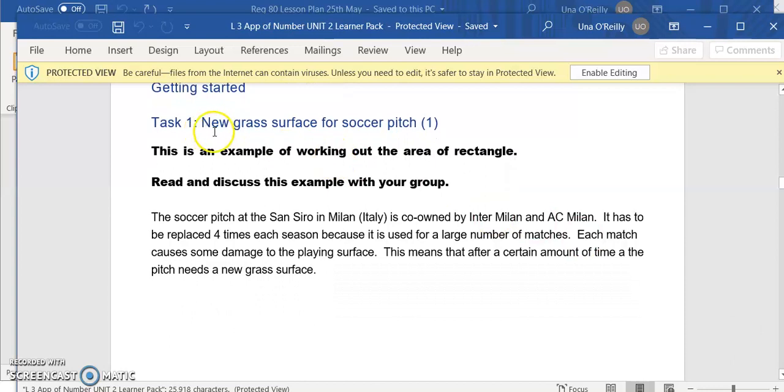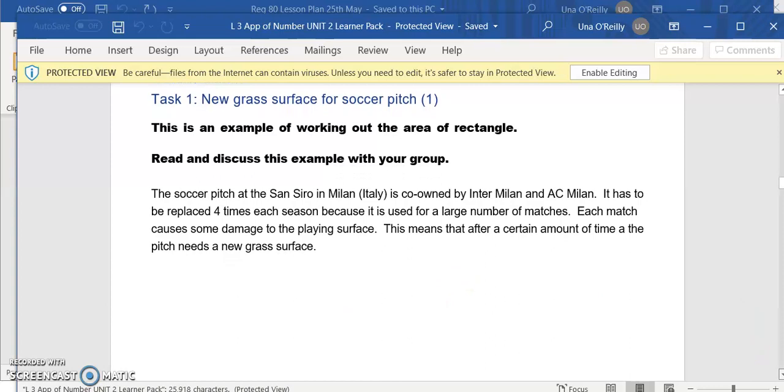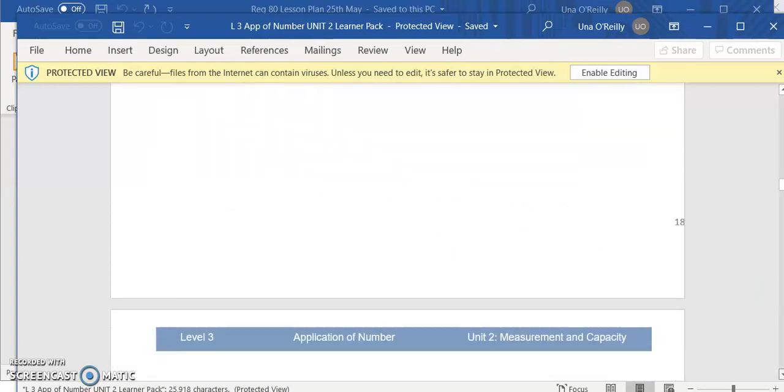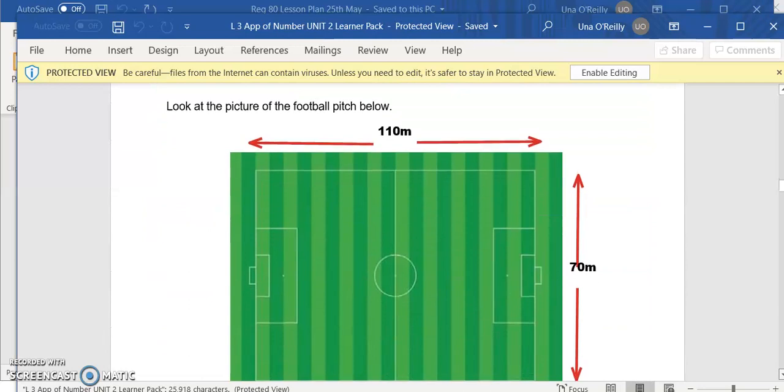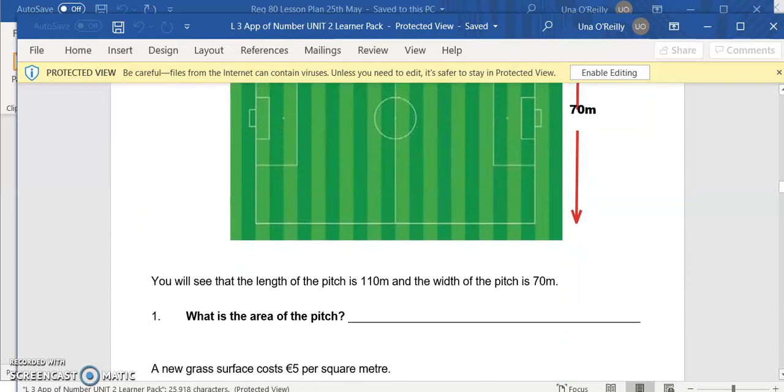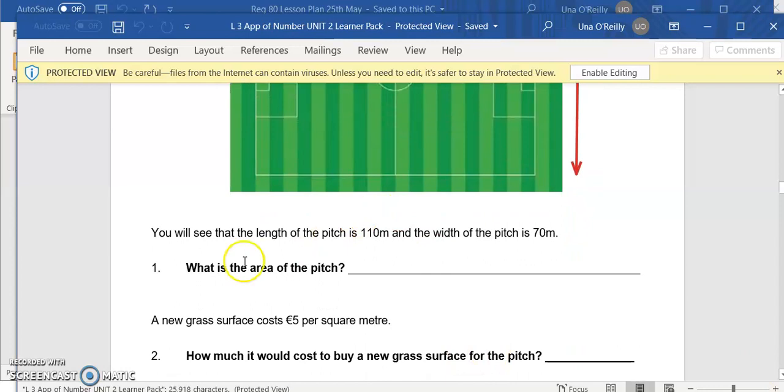They're talking here about a new grass surface for a soccer pitch. This is task 1. So a soccer pitch basically is a rectangle. So you're going to measure that or be given the measurements for it, and you're going to figure out what the area of it is. And then you're going to be told how much it costs for grass per square meter. Okay, so it asks you first to figure out the area using the width and the length. That's given in the picture above. And then it tells you that a new grass surface costs €5 per square meter. So depending on the answer you get for the area, you'll be able to figure out how much it'll cost to buy a new grass surface for the pitch.